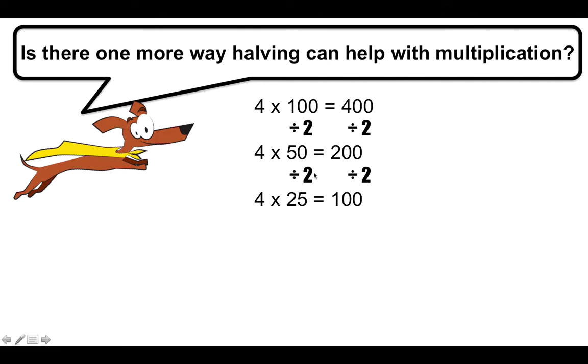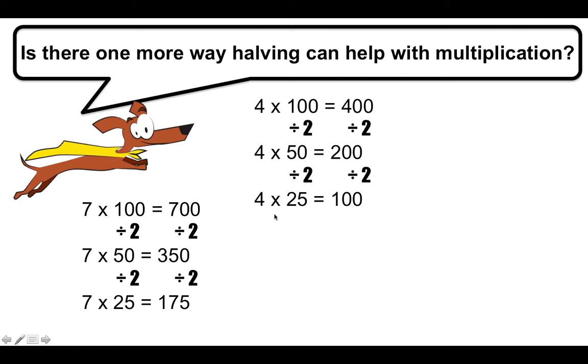So 25 is half of 50 again. And the answer here, well, 4 times 25 is 100, which is half of 200. So I could start with 4 times 100 is 400, divide by 2 is 200, and divide by 2 again is 100, and that will give me the answer to what is 4 times 25, right? Let's have another look at one example.